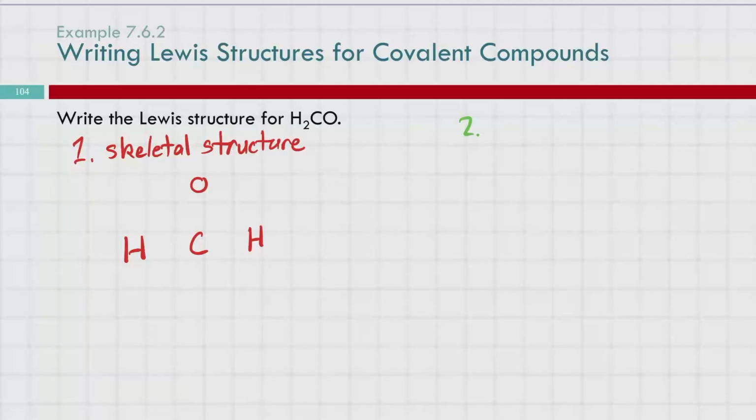And then we need to count up our valence electrons. So we've got 2 hydrogens, and they've got 1 electron each. So our hydrogens are contributing 2 electrons. We've also got a carbon, and carbon has 4 valence electrons. We've only got 1 of them, so it's just 4 electrons. And our oxygen has 6 valence electrons, just like on the previous slide. Again, we've only got 1 of them.